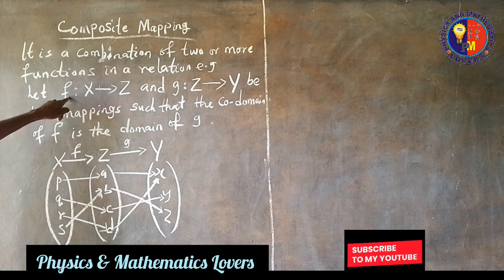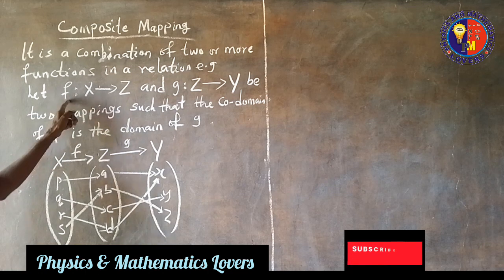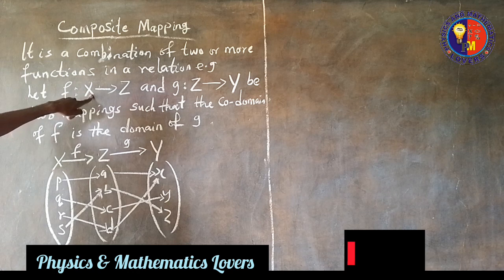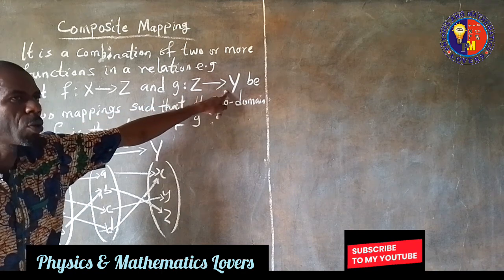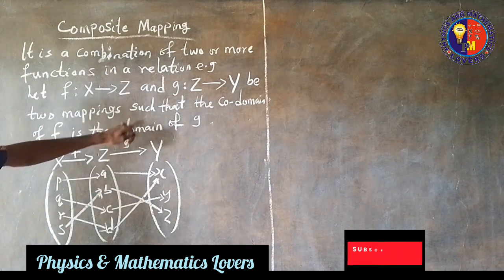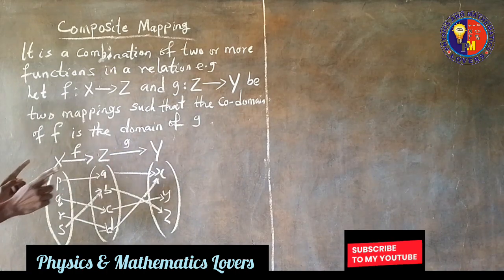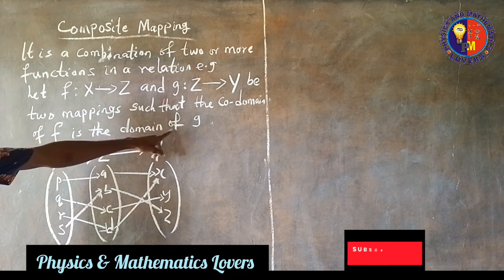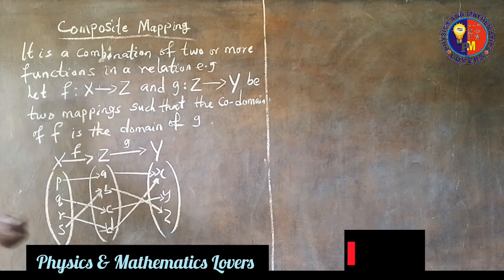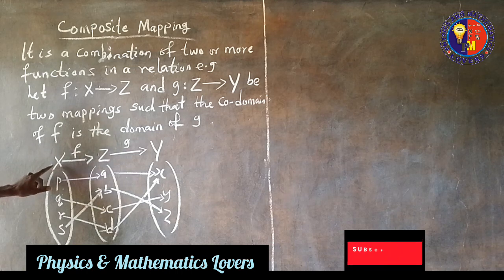Now for example, let's look at this. If f is a mapping defined on x mapped to z, and g is a function defined on z mapped into y, let them be the two mappings so that the codomain of f is the domain of g. Remember I told you we have domain and codomain. Look at it here: z is the codomain of this function f, which maps x to z.